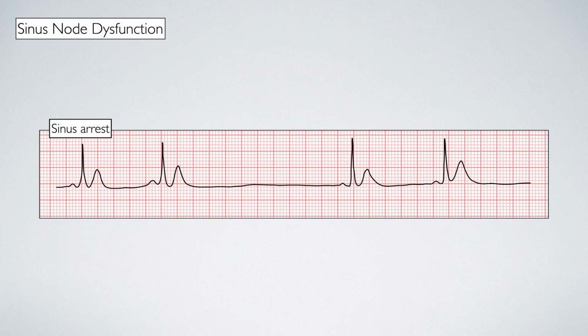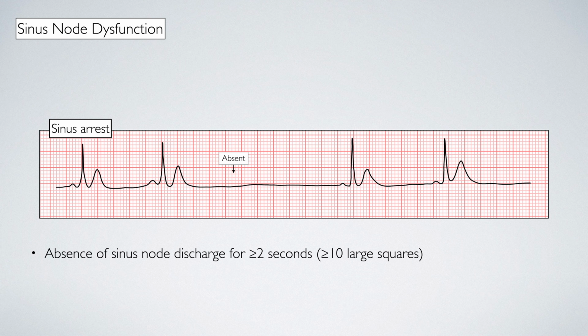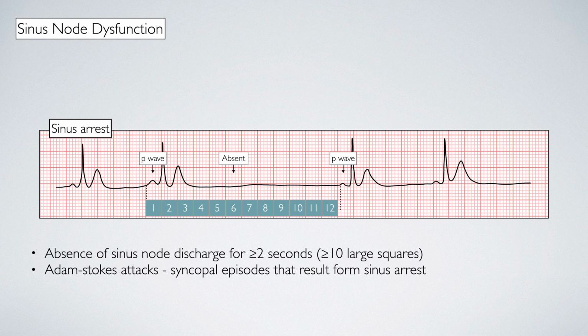Sinus arrest. In this presentation, the sinus node fails to discharge an impulse. The diagnosis is confirmed if the duration between the start of the P waves is greater than 2 seconds, which is 10 large squares. Syncopal episodes caused by sinus arrest are known as Adams-Stokes attacks.